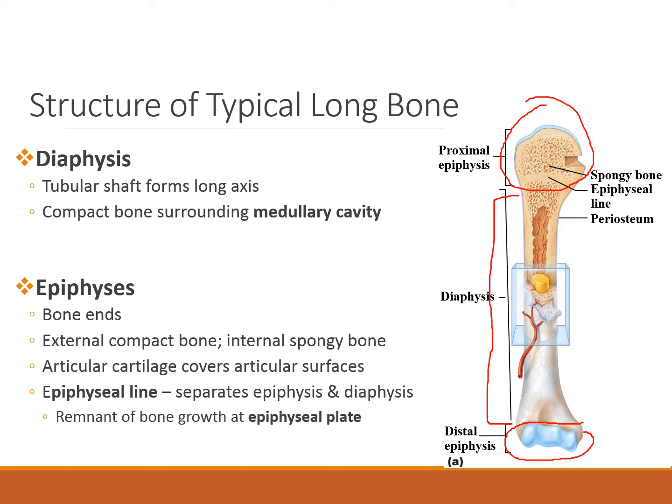Each epiphysis is covered by articular cartilage. Remember, that's hyaline cartilage, where it provides lubrication and reduces friction in joints. The epiphysis is separated from the diaphysis by a line called the epiphyseal line, which you can see here. This is a remnant of cartilage left after interstitial bone growth during human development. That is, after we're born and we develop from young children into teens and then adults.